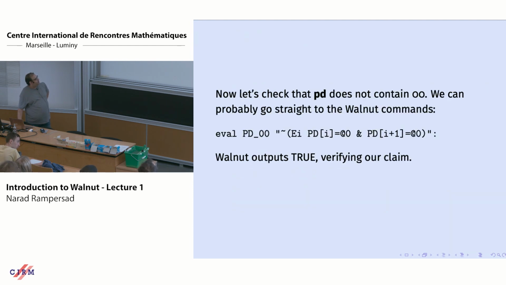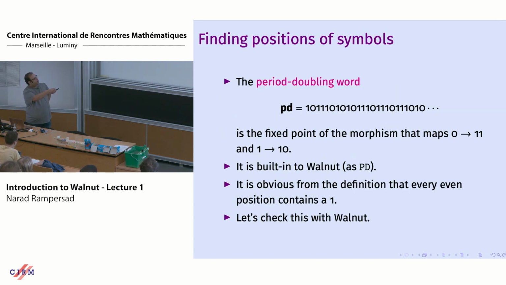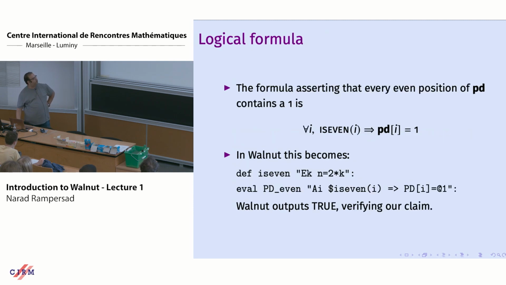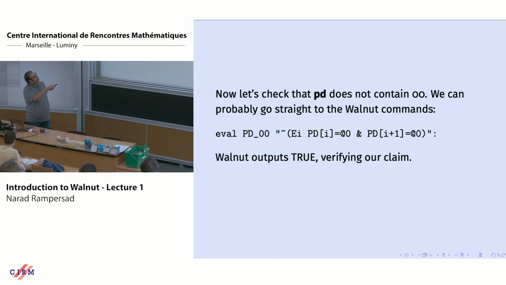Okay, so I can check something slightly more complicated. I can check, for example, that this sequence does not contain 0, 0. Again, this is obvious from the morphism. But if I wanted to write that as a formula, I just check that it is not true that there exists a position i where I see a 0 in position i and I see a 0 in the next position, i plus 1. You type this into Walnut, and Walnut will output true.